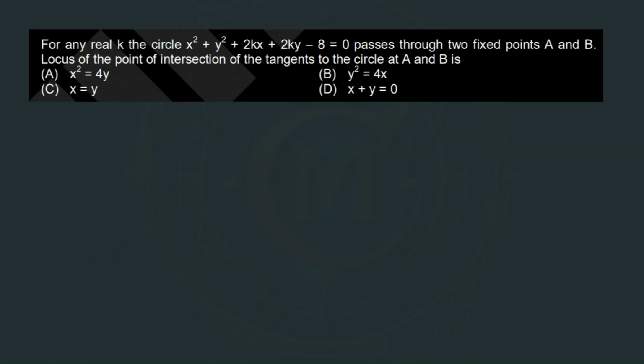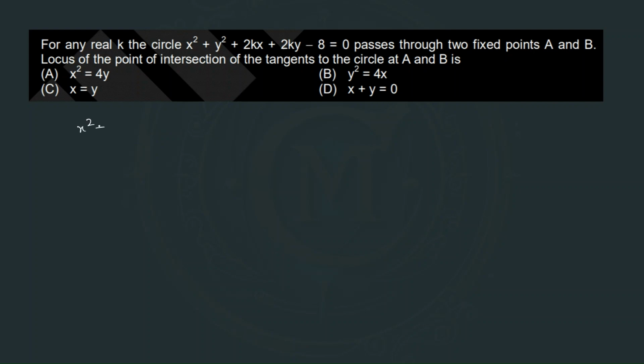The next question belongs to the topic coordinate geometry, especially the circles. It says for any real k, the circle this passes through two fixed points A and B. We have to find the locus of the point of intersection of the tangents to the circle at A and B. Okay. So first we have to interpret the given statement. What is this? This is a circle.